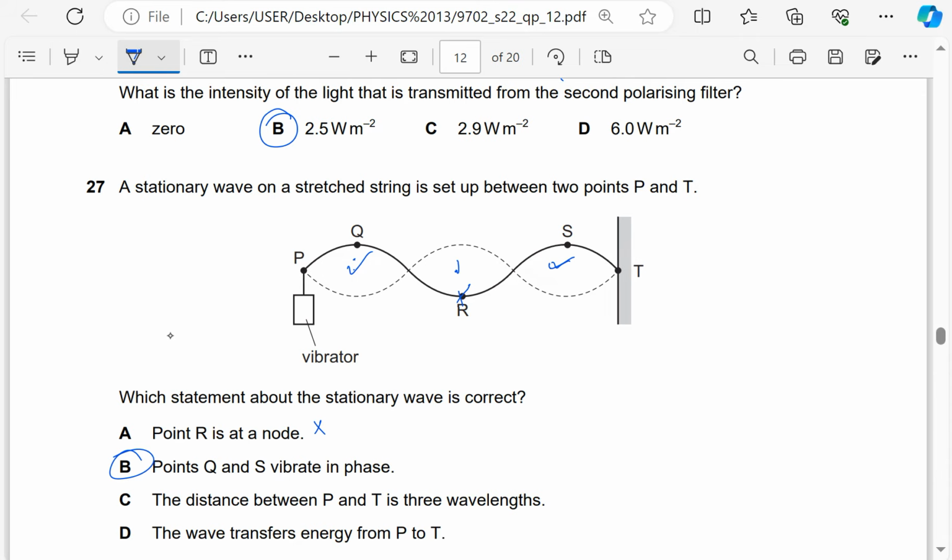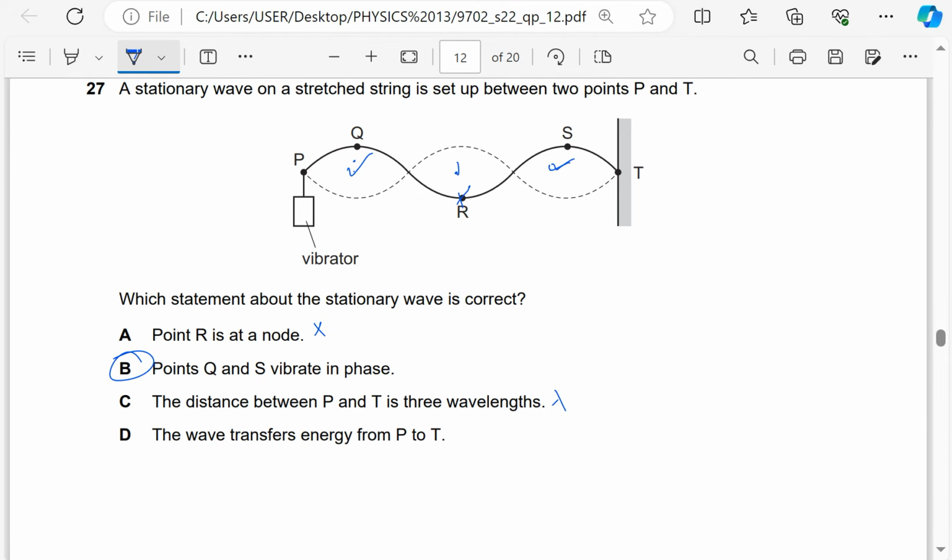The distance between P and T is 3 wavelengths. Let's check. It is 1.5. So this is wrong. 1 cycle and a half. The wave transfers energy from P to T. That is a stationary wave, so that is not correct. So the answer is only B.